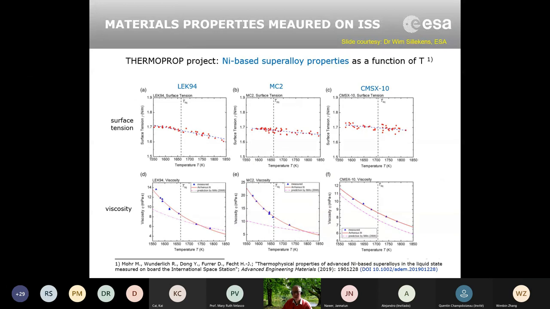And the sort of results then are given by this group, primarily from the University of Ulm, where they have measured the surface tension and viscosity to very high degrees of accuracy for a number of important nickel-based superalloys as a function of temperature, both superheated and supercooled liquids.